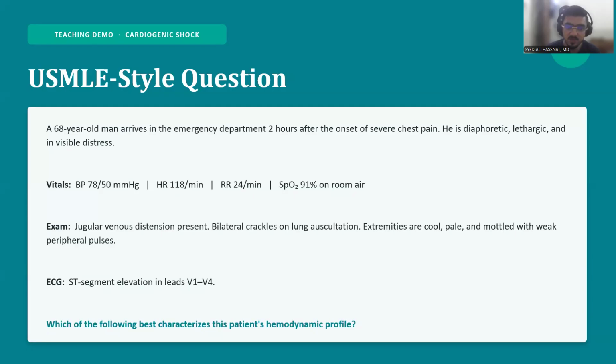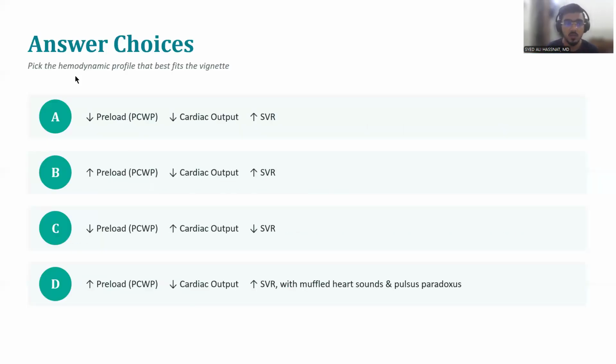Which of the following best characterizes this patient's hemodynamic profile? The question is not asking us what the diagnosis is. So what is the question asking us? Look, we are given different parameters to diagnose what type of shock the patient has. If we know what type of shock the patient is suffering from, we can pick from these what parameters of that shock would be. So let's jump in.